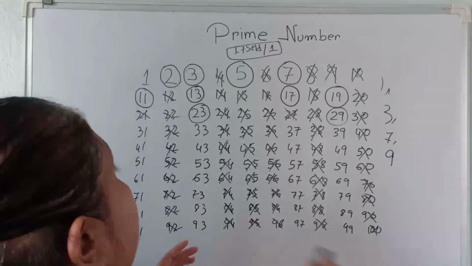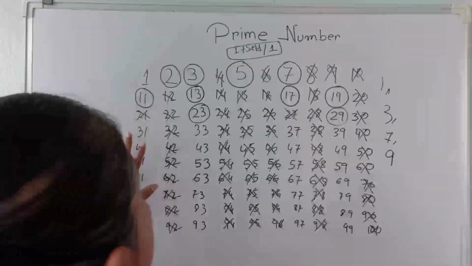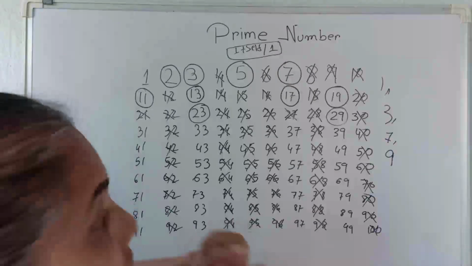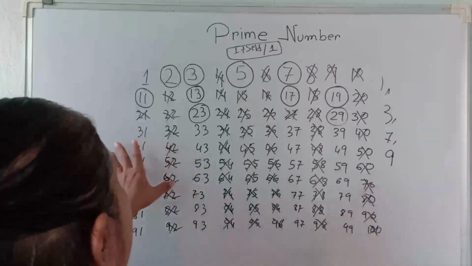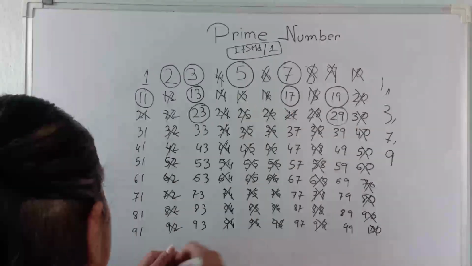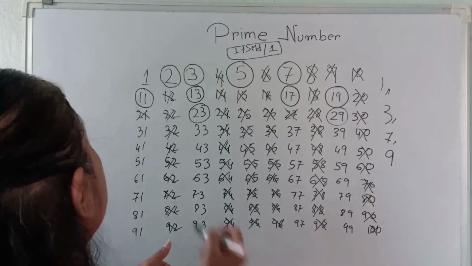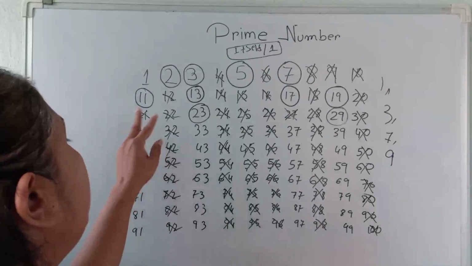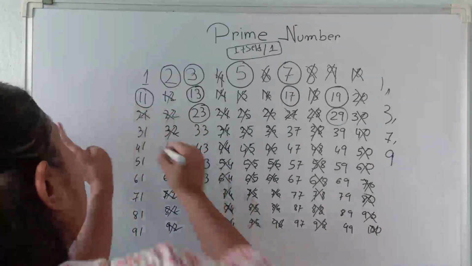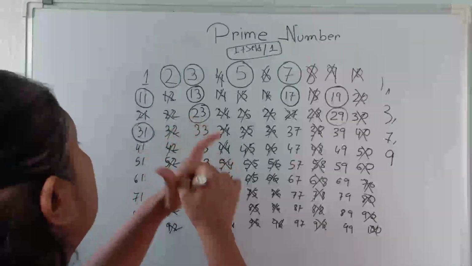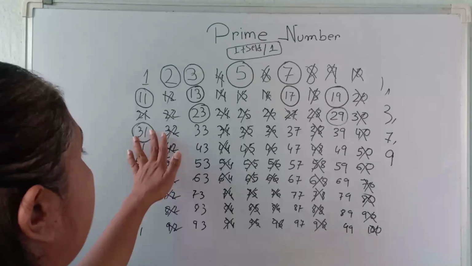Now let's check how many prime numbers there are between 30 to 40. So which numbers do we have to check? The numbers that end with 1, 3, 7 and 9. That means 31, 33, 37 and 39. Okay. So let's first check 31. We can't divide 31 by 2, by 3, by 5 or 7. So 31 is divisible only by 31 and by 1. So 31 is a prime number.